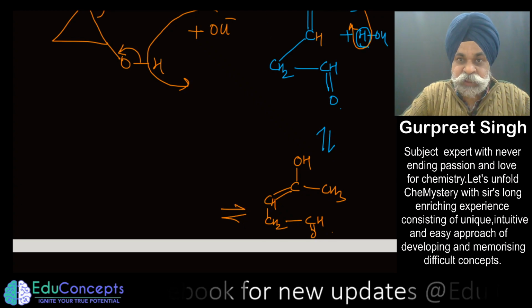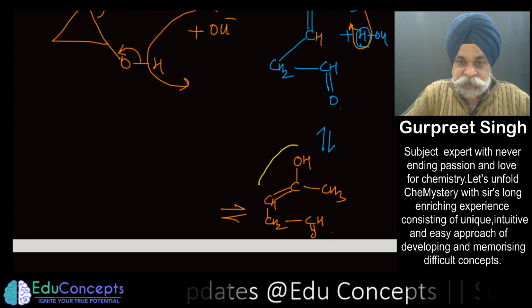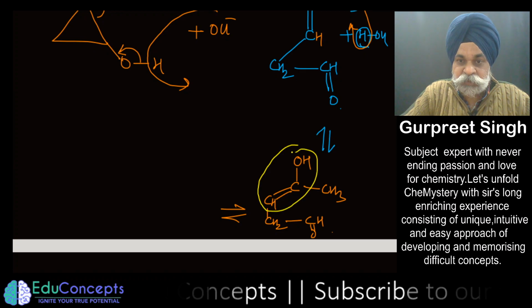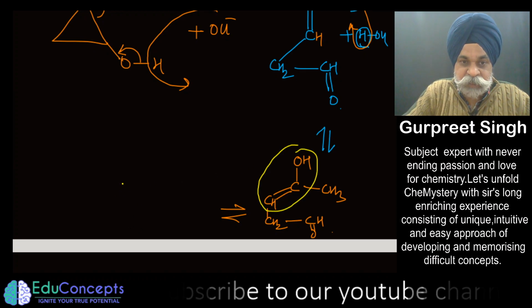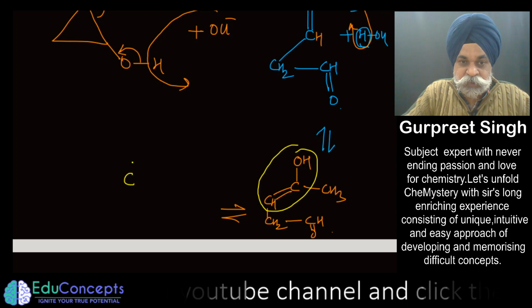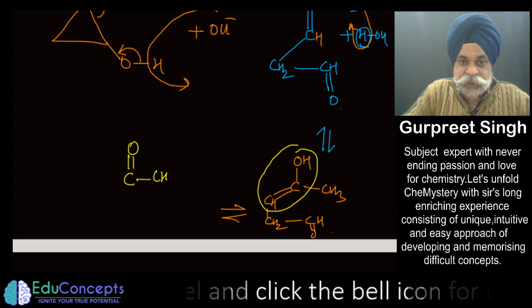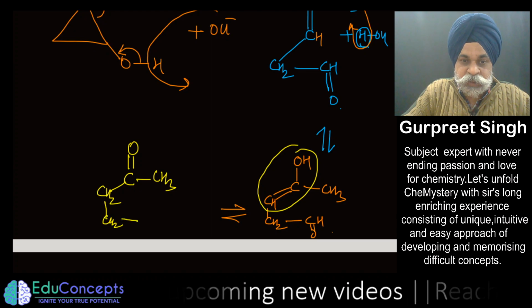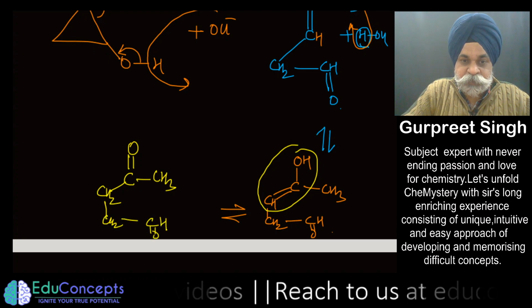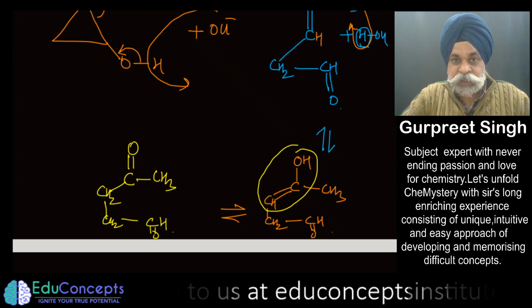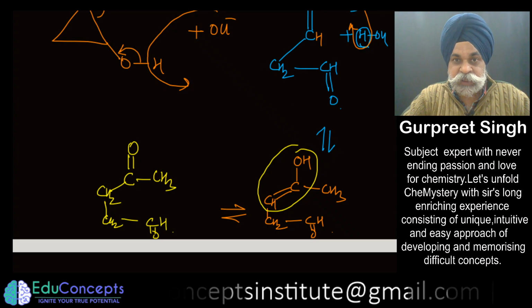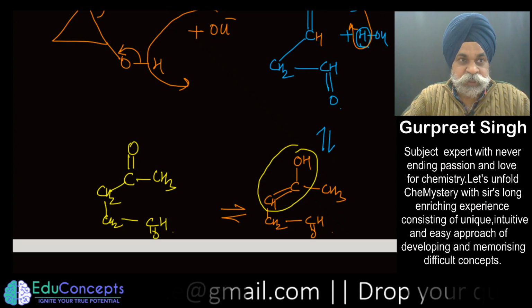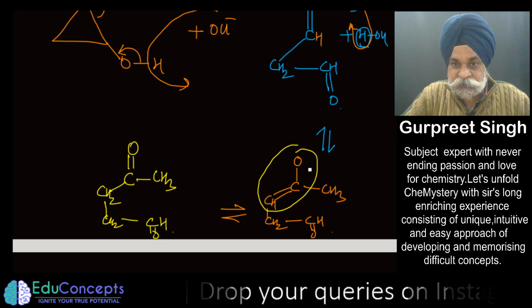Now you could see that this is what you call an enol, which can tautomerize. So if you do the tautomerism, what you would get is something like this: CH2, CH2, and CHO. Now make it a point, if you haven't understood this, let me do it in another way.